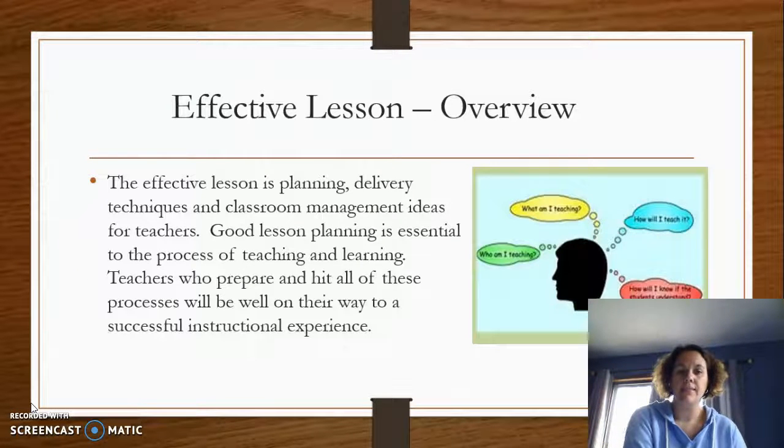An effective lesson is lesson planning, delivery techniques, and classroom management ideas for teachers. Good lesson planning is an essential technique to the process of teaching and learning. Teachers who prepare and hit on all of these processes will be well on their way to a successful introduction experience.